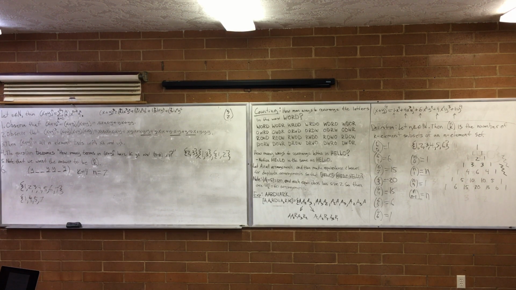So, n is the number of indices, and k is the number of y's that we're choosing. So we're choosing 4 indices to put a y in.